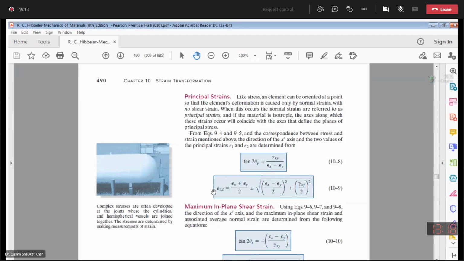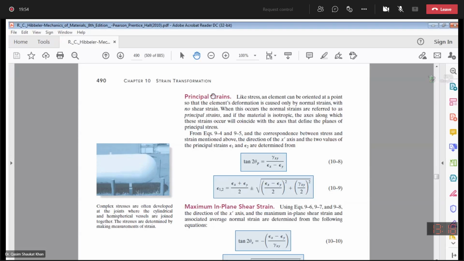Then to calculate the principal strains, the equation is exactly similar to the equation for the computation of the principal stresses. The only difference is that sigma x is replaced with epsilon x, sigma y is replaced with epsilon y, and tau xy is replaced with gamma xy over 2. So let's start with the principal strains first.